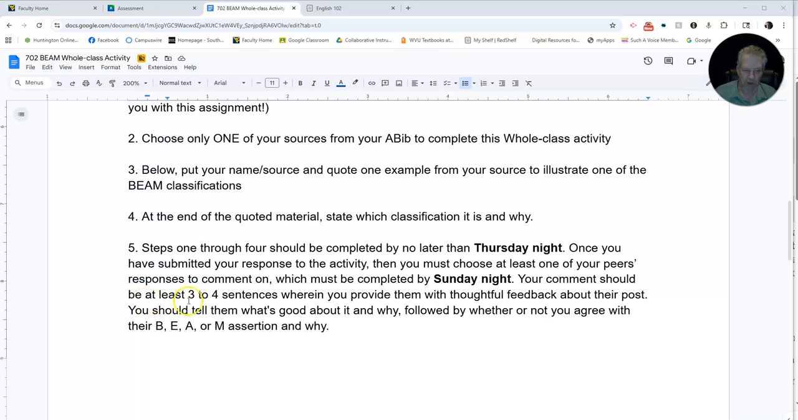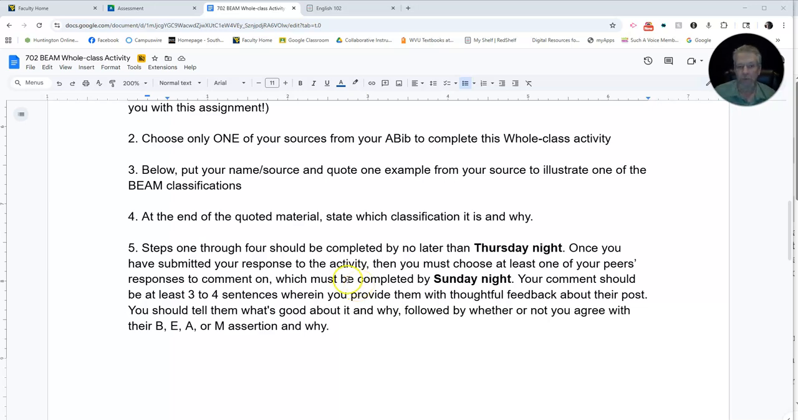Then you just provide a good 3 to 4 sentences, maybe 5, where you tell them what you think about it. Give them some good, thoughtful feedback about that post, about how they used the source. Tell them what you think is good about it and why. Maybe even suggest, if you feel like their source is not really what they think it is, that it isn't and why. Or you might say something like, well, I think your source could also be this one.